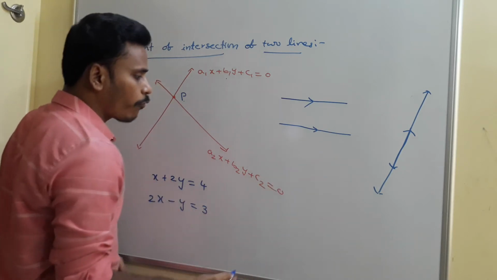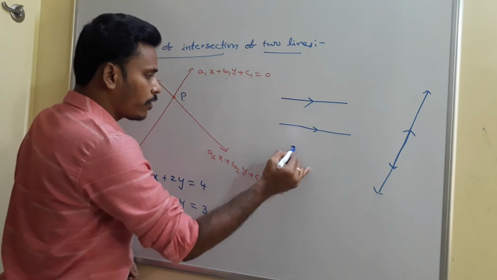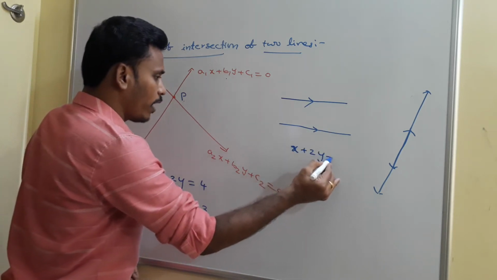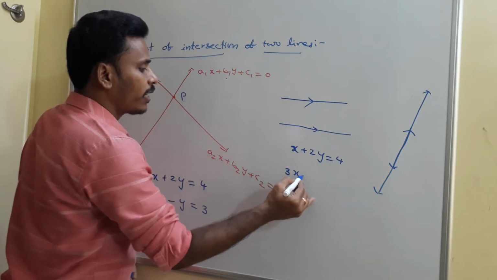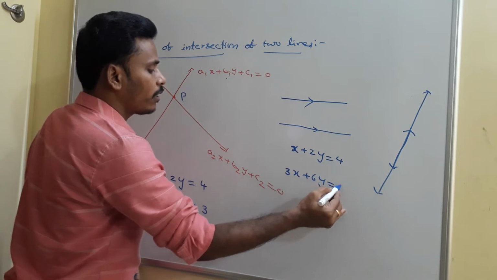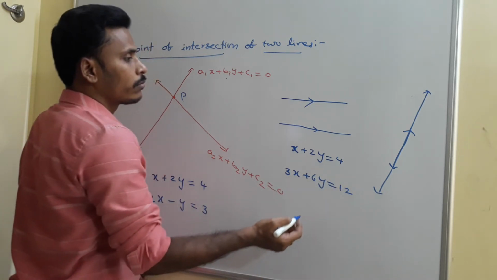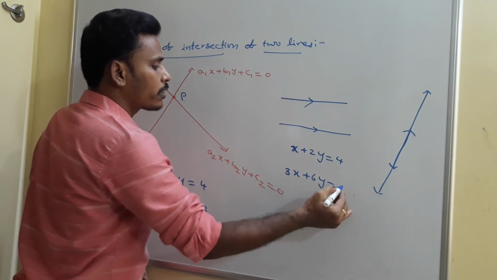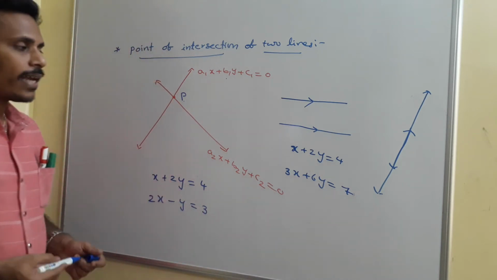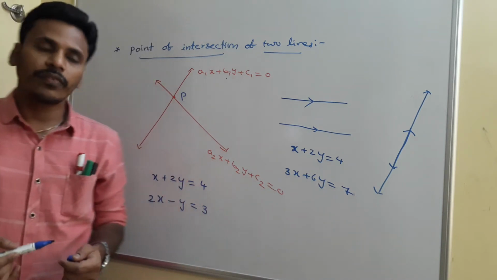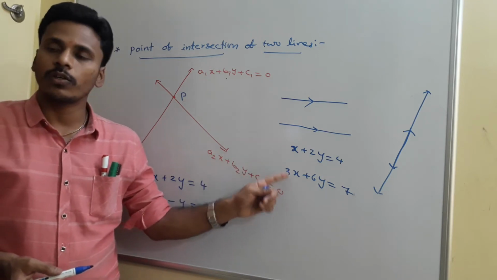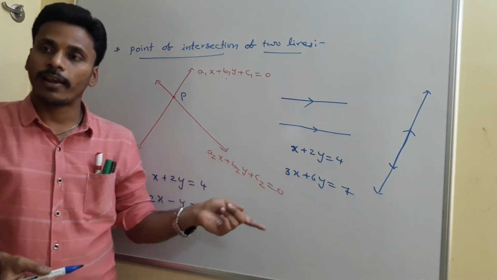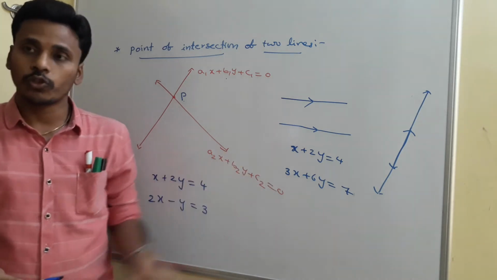Whereas coming to the case of parallel lines, here the lines may be of this format. If x plus 2y is equal to 4, then you may say that some 3x plus 6y is equal to maybe some 7, like that you may say. See, x plus 2y is equal to 4 and 3x plus 6y is equal to 7. Just look there, the slopes of these two lines are equal, then we say these two lines are parallel. In this case, the equations have no solution.